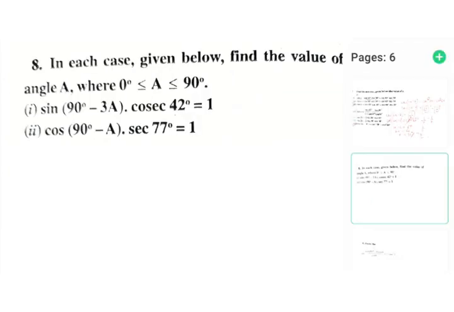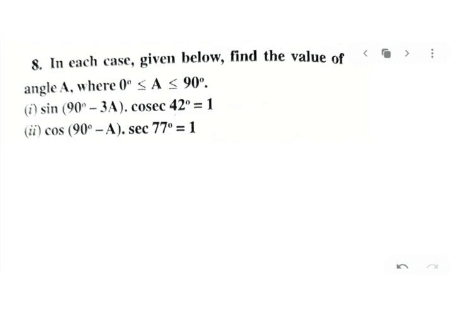I'll take your next problem. In each case, find the value of a, and it should be in between 90 and 0. Let's start. I'll do your first problem. Your second problem will be homework. Sin 90 minus 3a into cosec 42 is equal to 1. Now my dear kids, for sin 90 minus 3a, okay, can I take this?